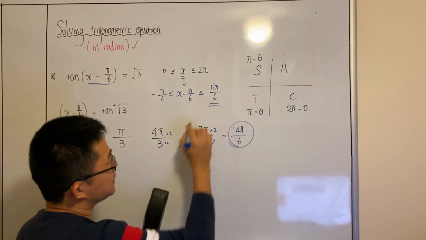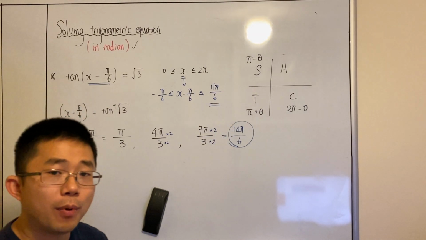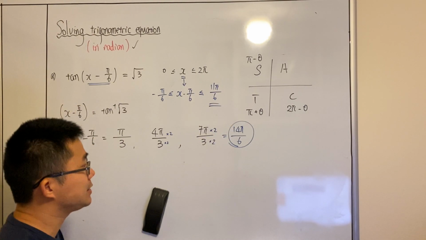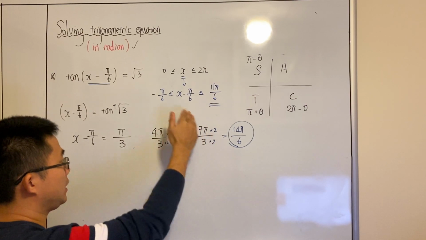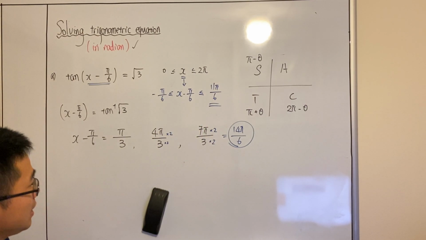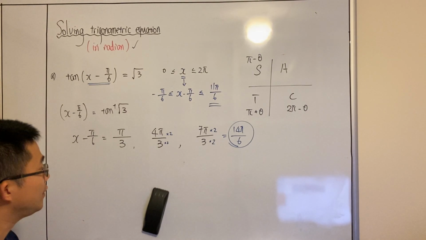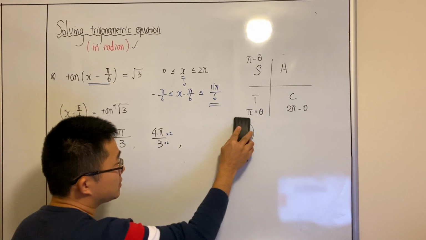Now 14 pi on 6 is greater than 11 pi on 6. So this is not the answer we need, all right? We need to remove the answer here. That's not something I need here. All right, so that's it.